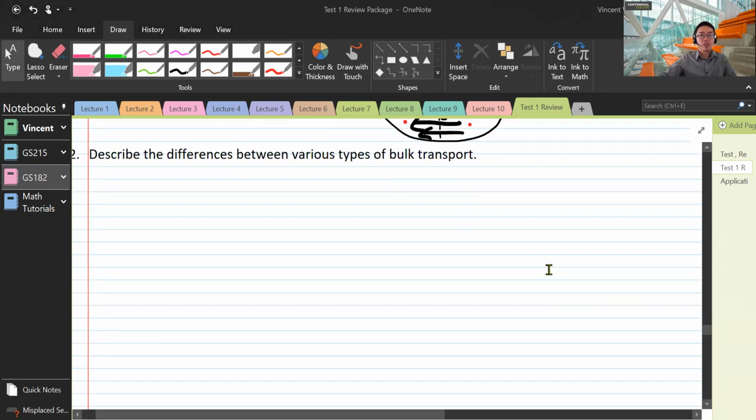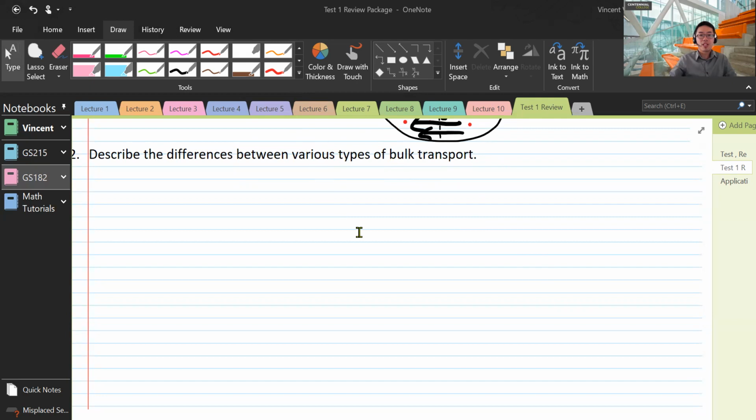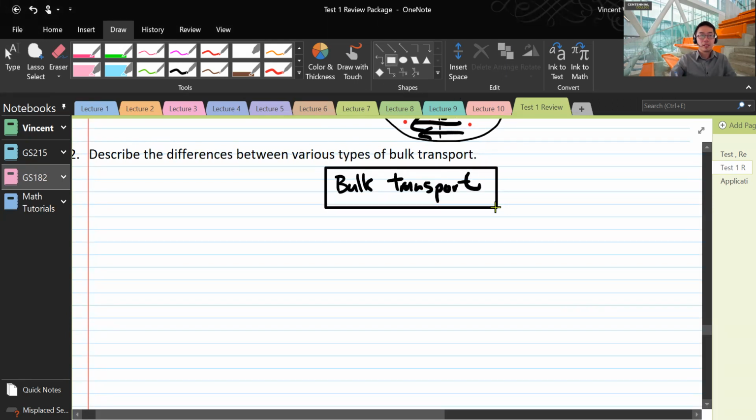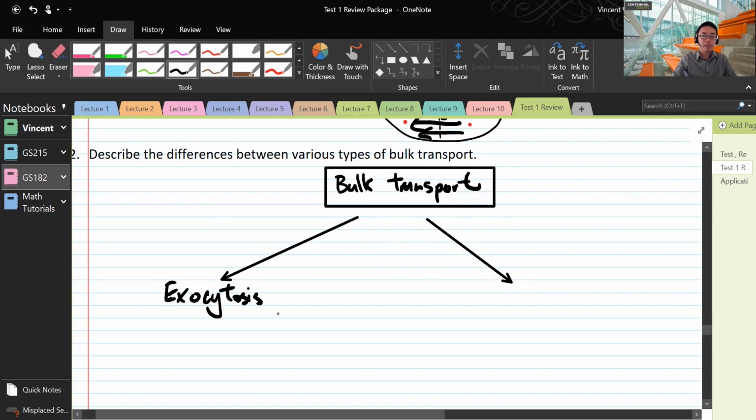Next, describe the differences between various types of bulk transport. So here we go. Bulk transport. All right. So we can either move things in or move things out. If we're moving things out, we call that exocytosis. Moving a large amount of material, right? That's why it's called bulk.